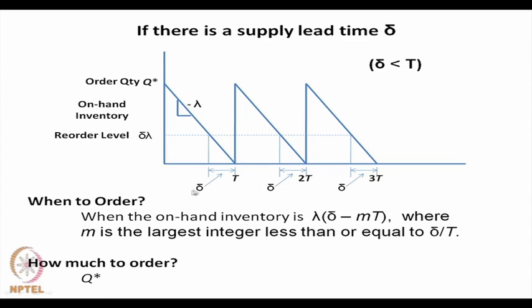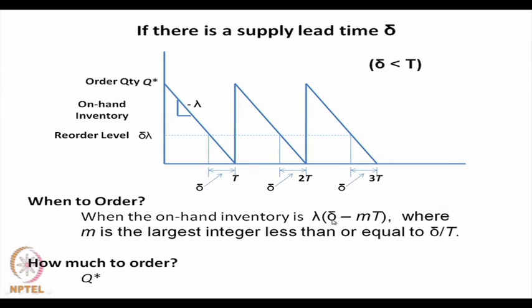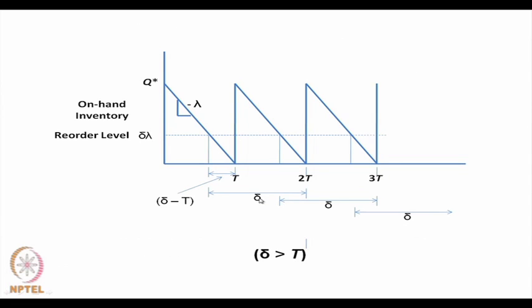So, this is the case, but sometimes the lead time can be greater than T. Say for example, here we are considering a lead time as big as this. So, we still order. What do we do? We consider lambda delta minus m T, where m is the largest integer less than or equal to delta by T. So, in this case delta by T is 1 point something.